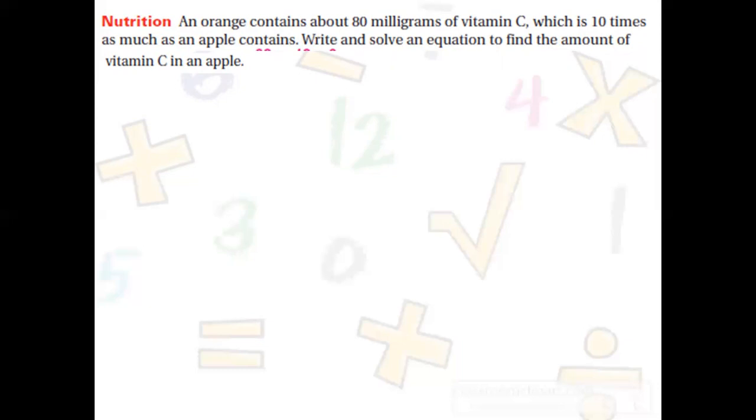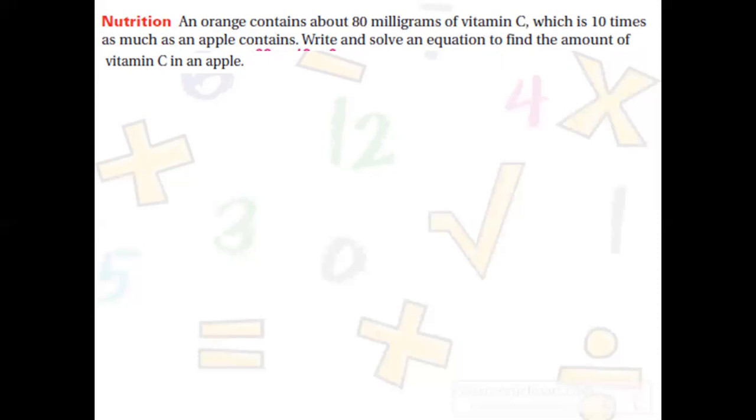That's why when you get a flu or a cold, they say eat more oranges because it has more vitamin C. See, you can even learn tips. You are not only learning math, you are even learning many useful other things also. Okay, so an orange contains 80 milligrams of vitamin C, which is 10 times as much as an apple contains. So an apple has some amount of vitamin C, 10 times. What does this word times indicate? You know, multiply, right? So apple multiplied 10 times will give you the amount of vitamin C the orange has.